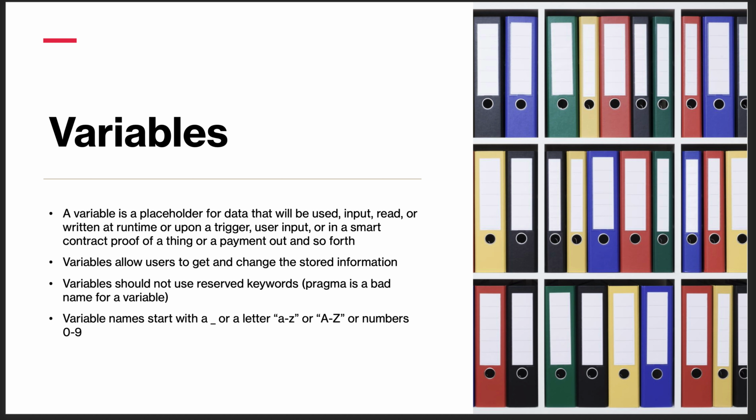Now, variables should never use a reserved keyword. There is a whole list of keywords for every single language that are reserved. So like pragma, one of the first lines in a Solidity contract, you don't want to use for a variable name. That's it. And then variables can start with a letter A to Z, underscores, caps, no caps. It's really, really, really specific. If you have something with caps in it and something not with caps, those are two different variables, or numbers 0 to 9.